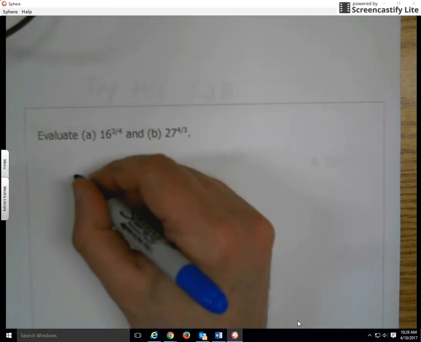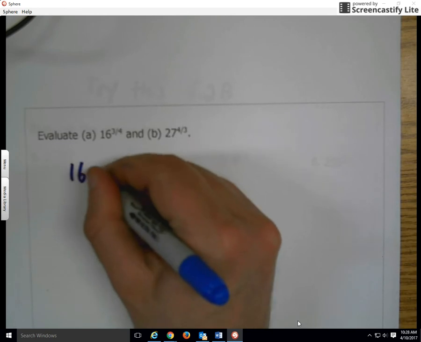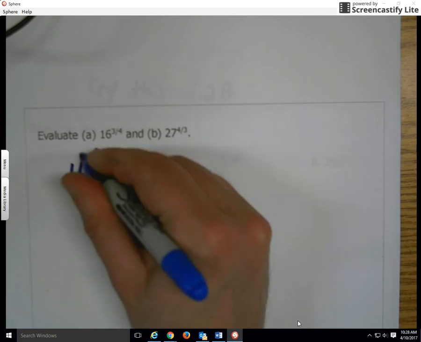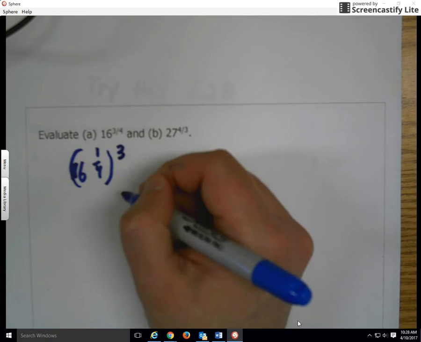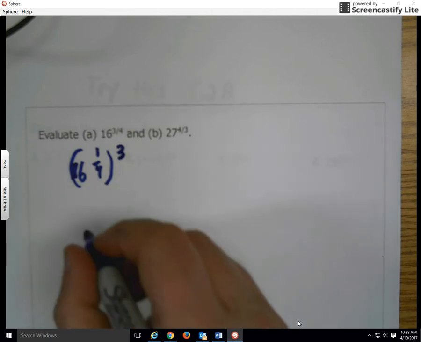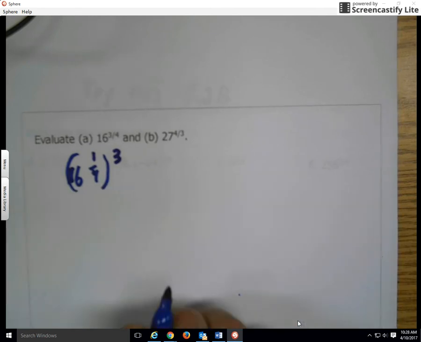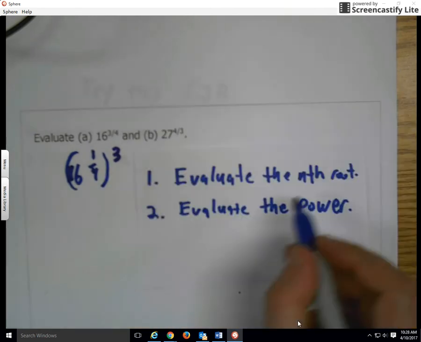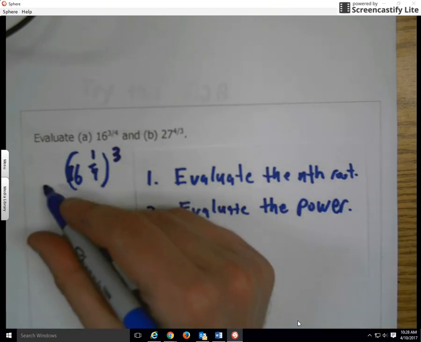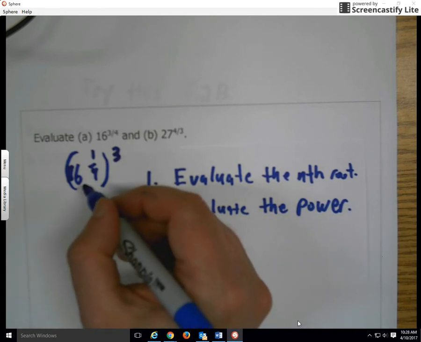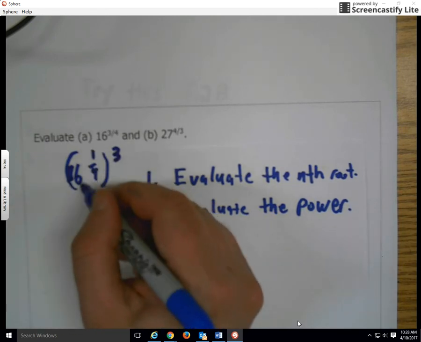Okay, so let's do the first one, 16 to the 3/4. Now just as a reminder, that's also the same thing as 16 to the 1/4, but to the 3rd power. That's the rational exponents, right? And so the first thing we're going to do, and this is always the order we do it in, is we're going to evaluate the nth root first, and then we'll evaluate the power. So let's take the root out first, and then we'll do the power. So the root first. What is 1/4 of 16?